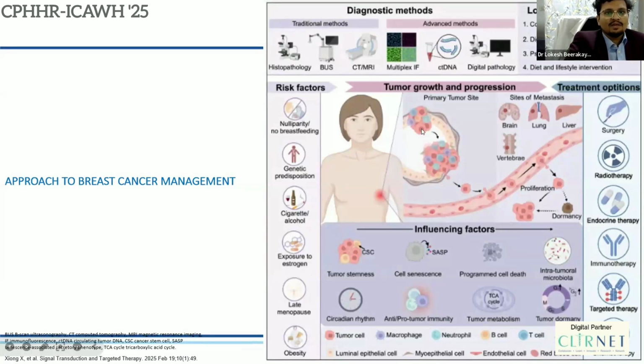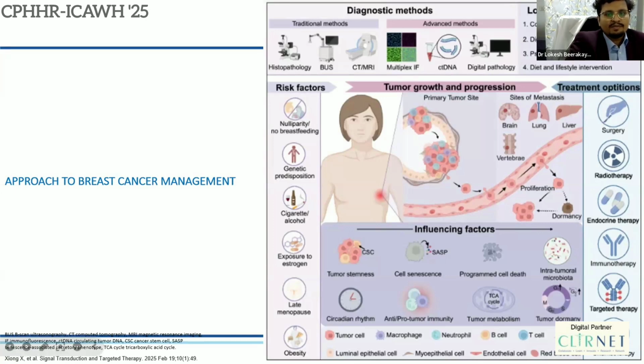So from the primary side, how it progresses, it can go for distant metastasis to either vertebrae, brain, lung, or liver. And of course, these are various influencing factors: the tumor stemness, the cell senescence, the programmed cell death, intratumoral microbiota, etc. And also, we have got good treatment options. Compared to the traditional method of histopathology, we also go for ultrasound, if necessary CT, MRI, immunofluorescence, and the digital pathology, etc. We have got various treatment options like surgery, radiotherapy, endocrine therapy, immunotherapy, targeted therapy, and chemotherapy.